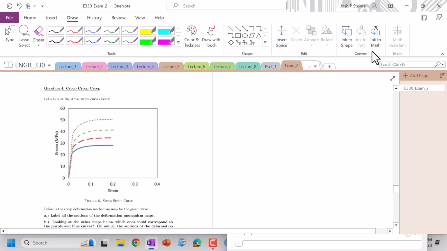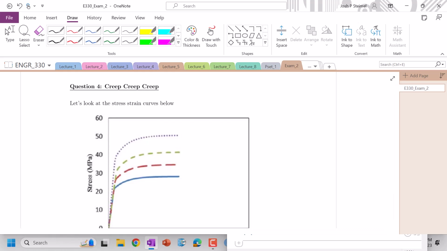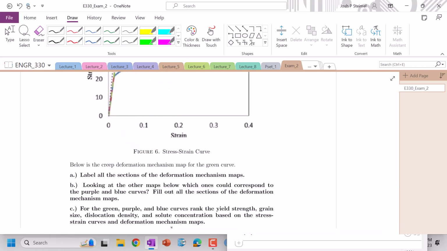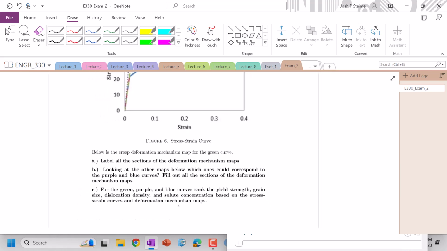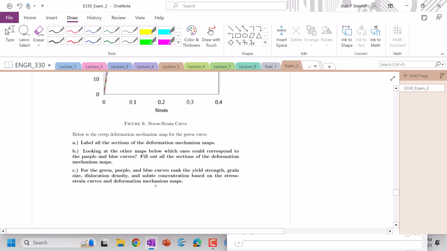All right, everyone, welcome back, and we are on our last problem for exam two, creep. So let's look at the stress strain curves below. Below is the creep deformation mechanism map for the green curve. So we're gonna label this as purple, green, red, blue.